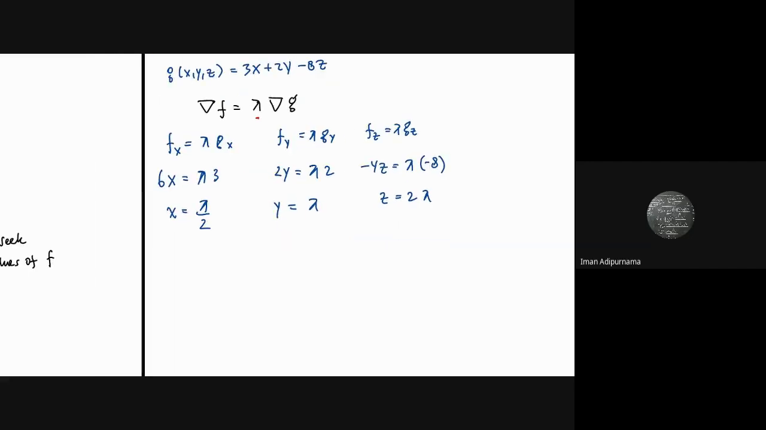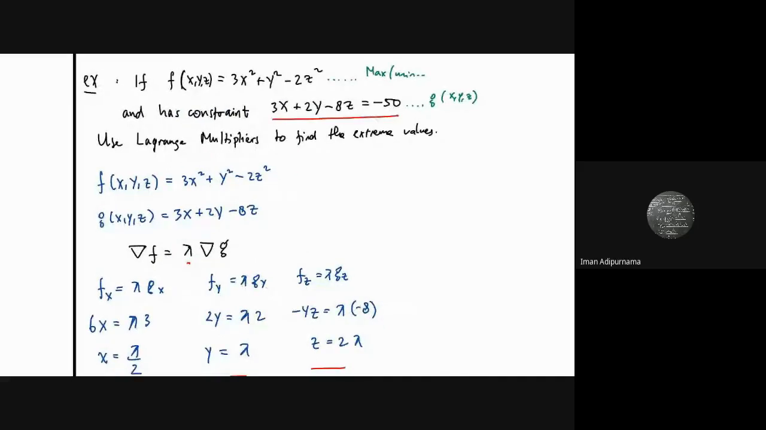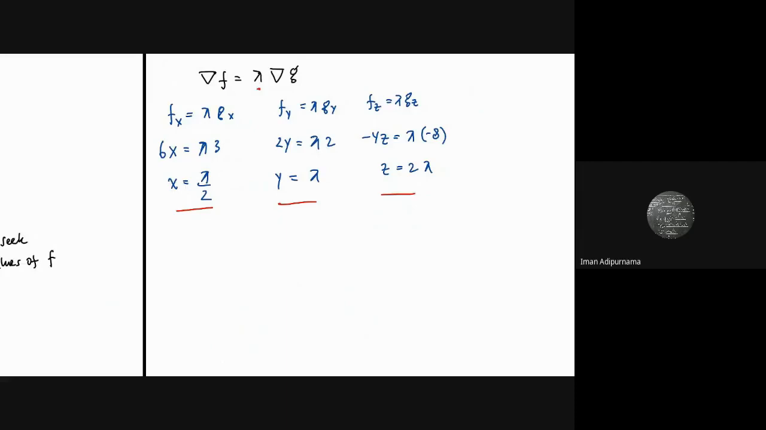Okay, now we have all these three x, y, z values in terms of lambda, right? And remember that we have the constraint here. We can substitute into the constraint. So 3 times half lambda, plus 2 lambda, minus 8 times 2 lambda. It should be equal to negative 50. And you can calculate lambda is actually 100 divided by 25. It's 4.